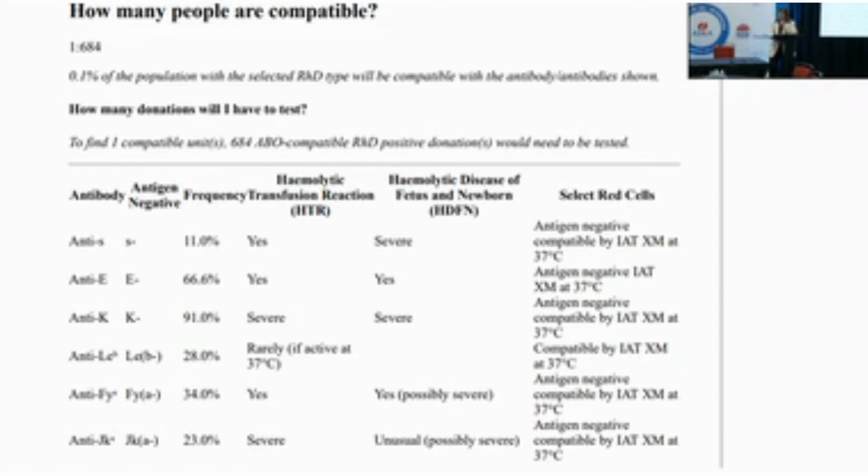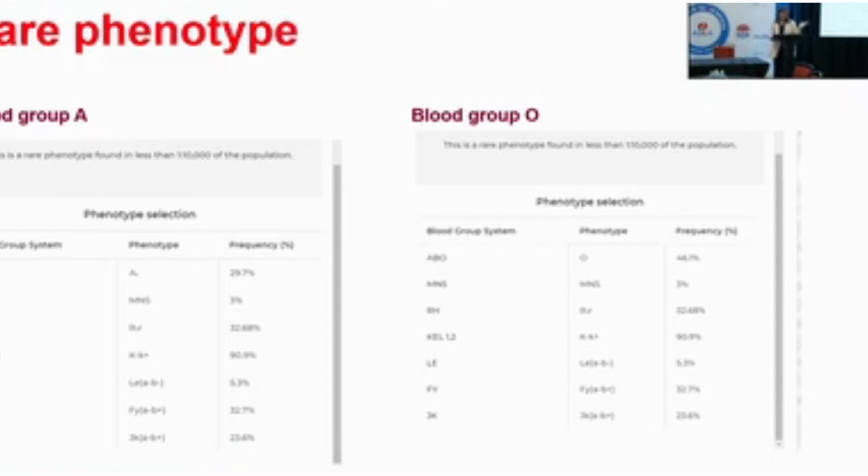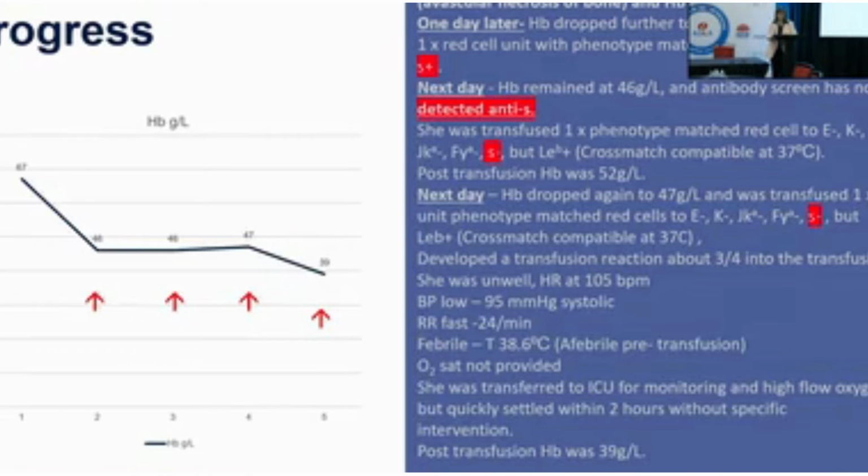Now, how rare is this? How many units should we actually test to give 1 unit to this patient? With that phenotype, we have to check 684 units before we can find 1 unit that would be compatible for this patient. So it is a rare group. And if we go to her blood groups, we can give group A, and we can give group O. But even if we take both into account, it would still be a rare phenotype, less than 1 in 10,000. So very rare and difficult to match for us.